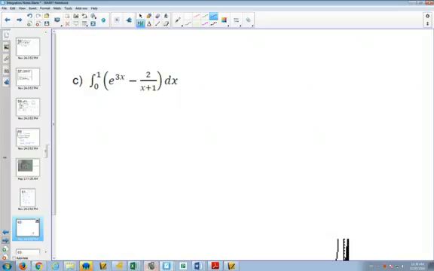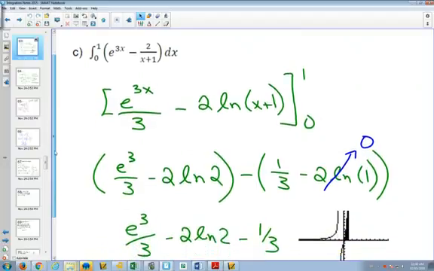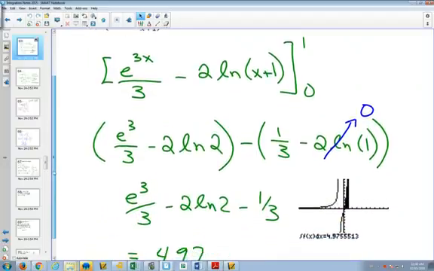So I'd like you to try this one on your own. I'll put up the answer in a second. You're going to need your calculator in the end to calculate it. All right, if you want to check if you got your derivative or your integral right, and then plug in 1 and plug in 0.